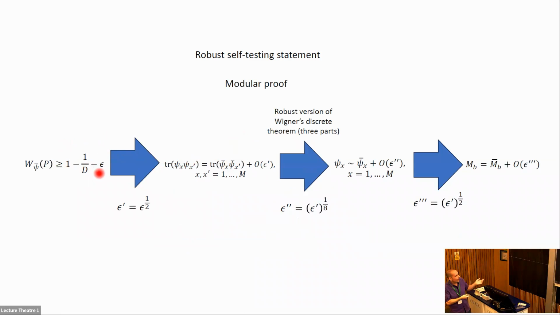To go from some epsilon approximation to the maximum value to some bound on how close the overlaps are, you incur a penalty of a square root. To go from a situation where you know the overlaps up to some approximation to one where you know the states up to some approximation, you have to use this horrible thing that we have in the paper, a robust version of Wigner's discrete theorem. It has 3 parts, so you get 3 square roots, so you get 1 over 8. And once you know how to self-test the states, you have to use this knowledge to self-test POVMs, but then you get another square root. So you put all of them together, you get 1 over 32.